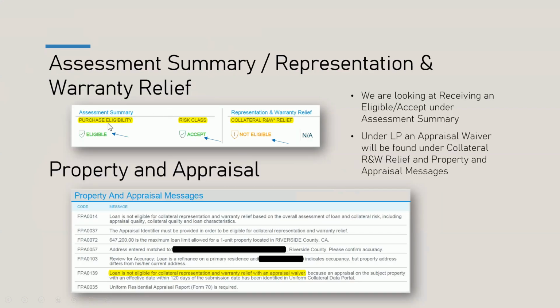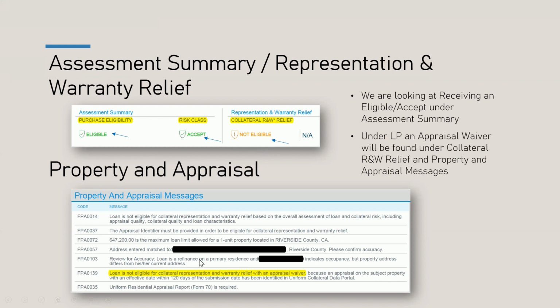So assessment summary, again, you want to make sure you're getting an eligible accept on both. You have to get eligible and accept. So you want to make sure you do that. Here, if you do get an eligible, again, just going back to the same thing as DU, if any circumstance changes, any income, anything on your 1003 is updated, this can invalidate your eligibility for a warranty relief.